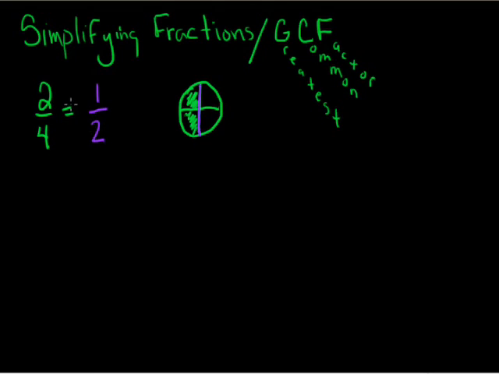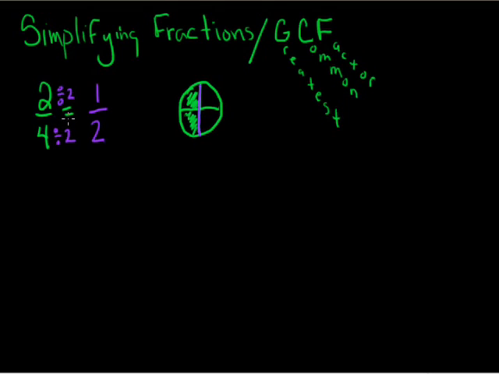Now without drawing pictures, what happened there is that we can divide 2 and 4 by 2. 2 divided by 2 is 1. 4 divided by 2 is 2. 2 is a factor of both 2 and 4. Remember, factors are numbers that can be multiplied to make another number or numbers that divide evenly into another number. 2 times 1 is 2. 2 times 2 is 4. And 2 divides evenly into 4, and 2 divides evenly into 2.